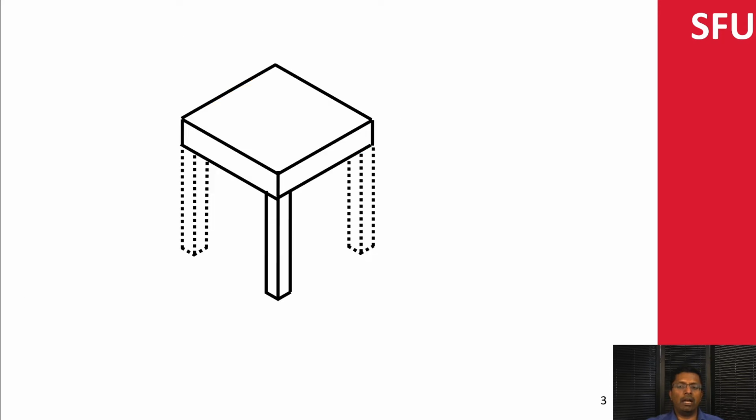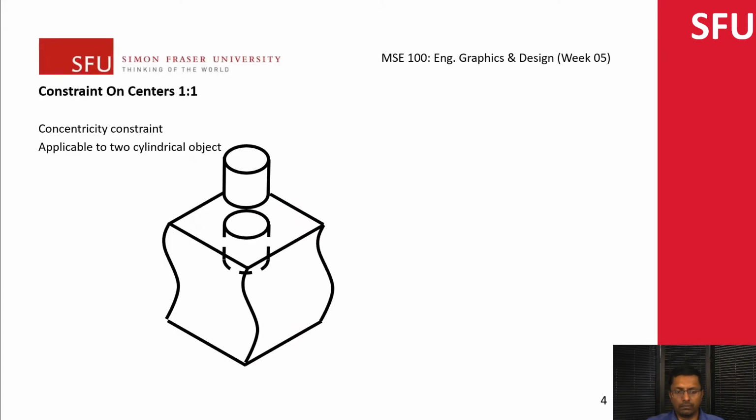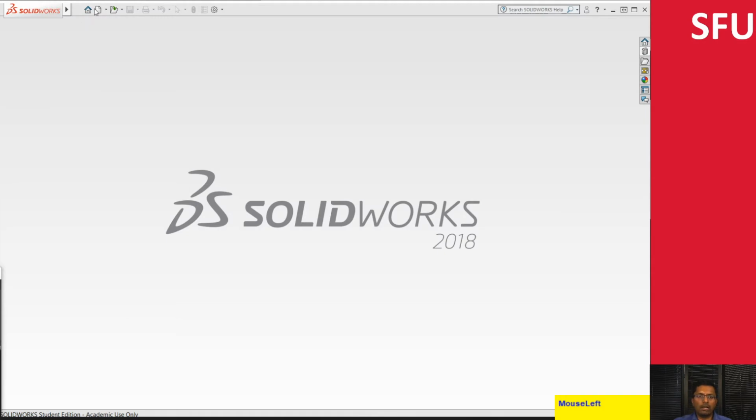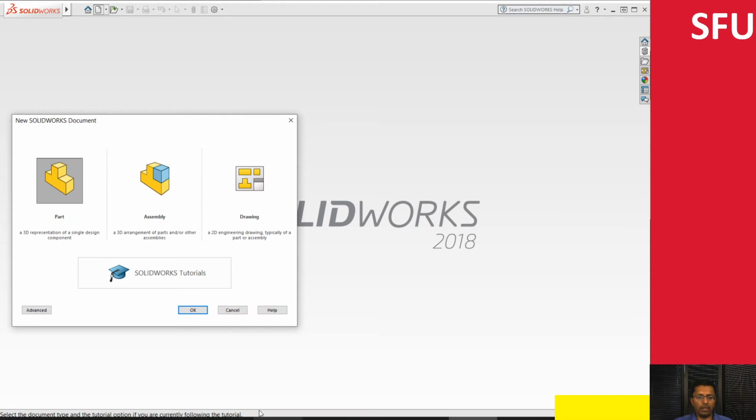So here is what we have. We're going to have this particular table. We look at the constraints, and then we look at the table constraints when I open SolidWorks. So here we are in SolidWorks. I'm going to click on new, and then click on part.